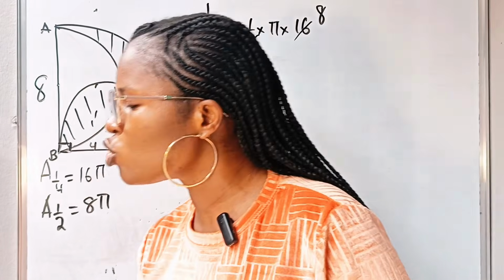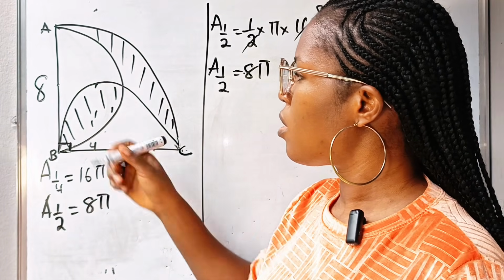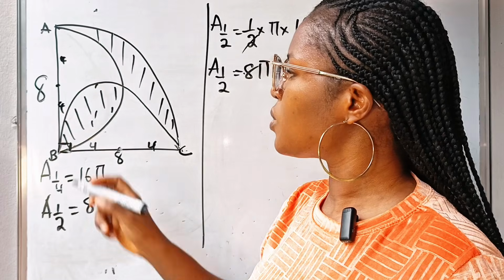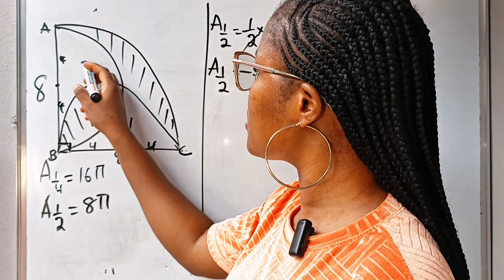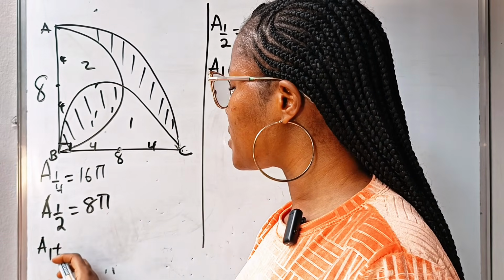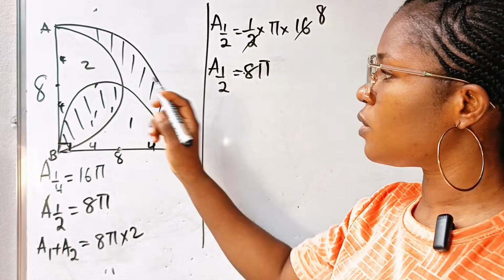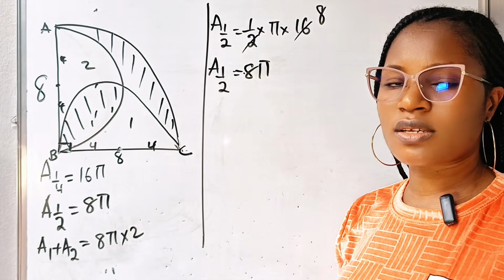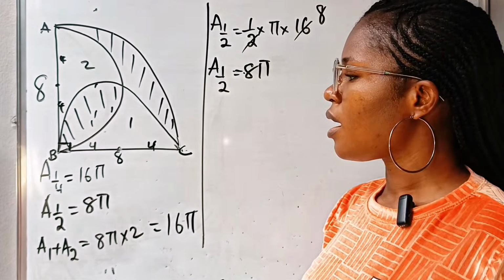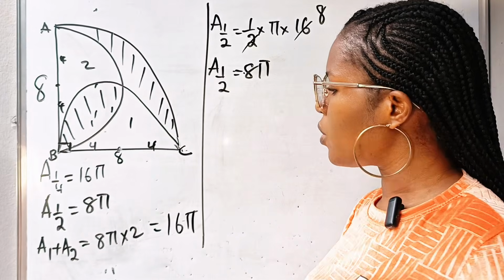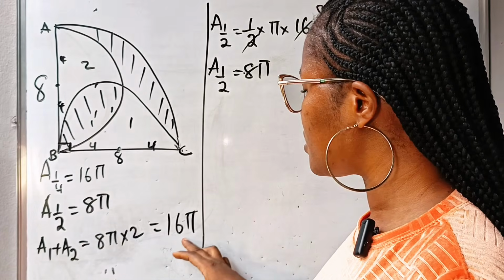Now you can see that we have two semicircles, right? The radius of this is 4. Also, the radius of this is 4 as well. Therefore, they have the same area. So if we call this circle 1 and circle 2, A1 plus A2 will be equal to 8 pi times 2, because both of them have the same area. And this will give us 16 pi. Now I want you to look closely. So I can now write that the sum of the area of the half circles is 16 pi.